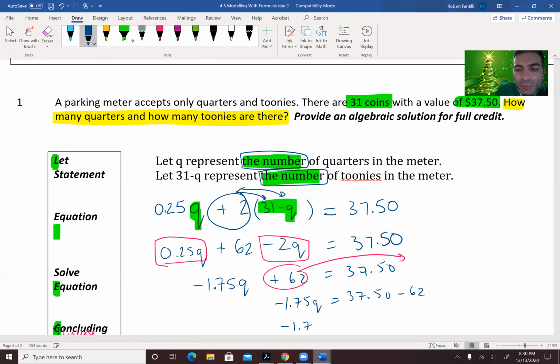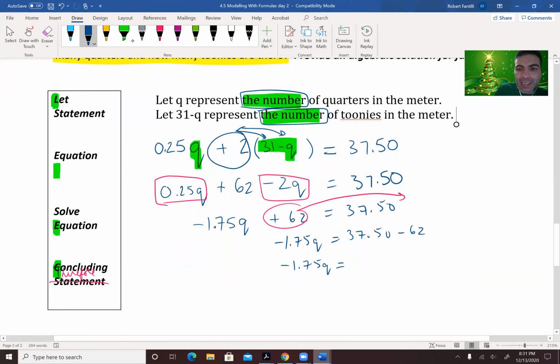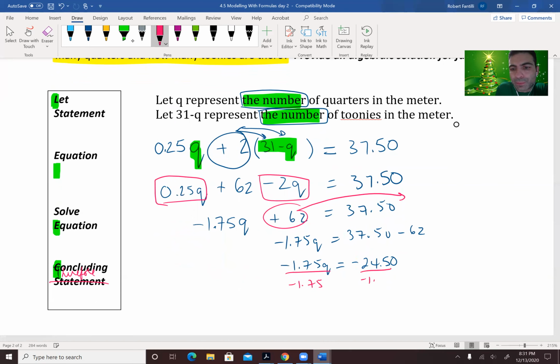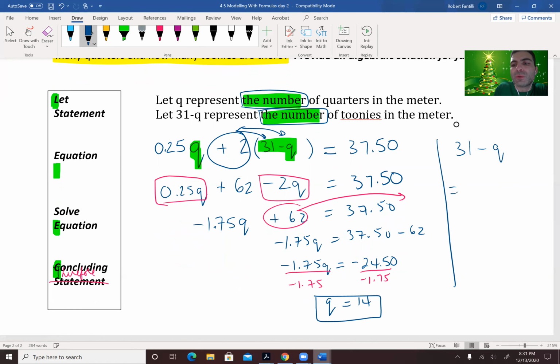I end up with negative 1.75Q equal negative 24.50. If you use your calculator, you'll see that. Then we divide both sides by negative 1.75. And our wonderful answer, the number of quarters, is 14. If quarters is 14, then 31 minus Q is equal to 31 minus 14, which is 17.